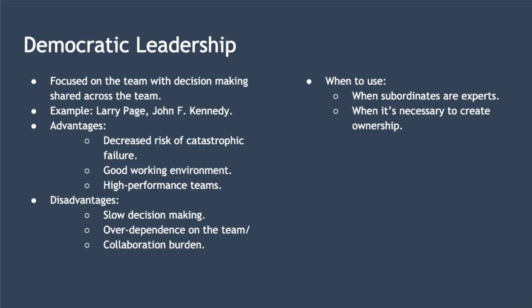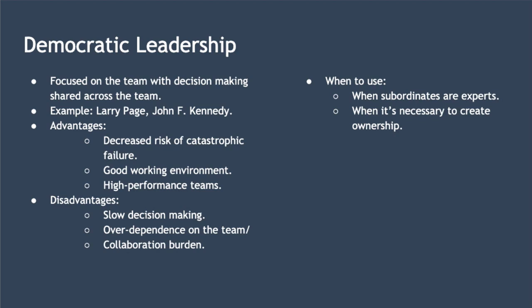So subordinates are encouraged to solve problems under their own initiative, which in turn can create a high performance team. Now, disadvantages of democratic leadership include decision making is slow. So by involving subordinates in decision making, you kind of dramatically slow down the process of making decisions, and that can be a real problem in urgent situations.